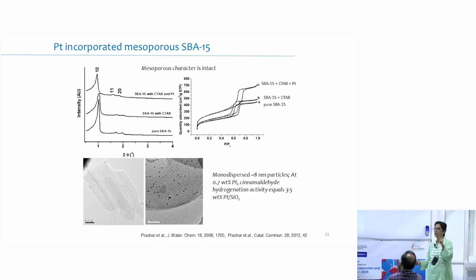So normally when you have to make big particles, you need to use more precursors, so your weight percentage increases. You need to use more noble metal so that your particle size becomes bigger. But here we could get the same conversions with just 0.7 weight% of platinum. So you are reducing the noble metal usage a lot. That is something which we could do.